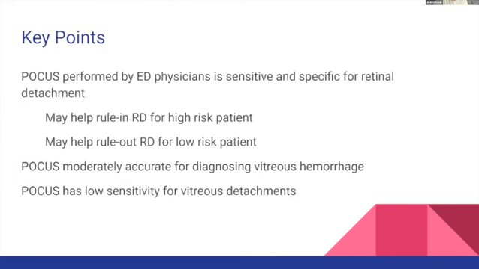So key points, I know I'm running out of time. POCUS performed by ED physicians is sensitive and specific for retinal detachment. It might be able to help rule in a retinal detachment for a high-risk patient, although they're going to see ophthalmology anyways, and it might help rule out retinal detachment for low-risk patients. It's moderately accurate for diagnosing vitreous hemorrhage, and it's not very sensitive for vitreous detachments.